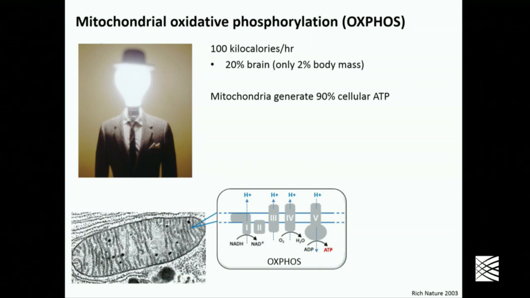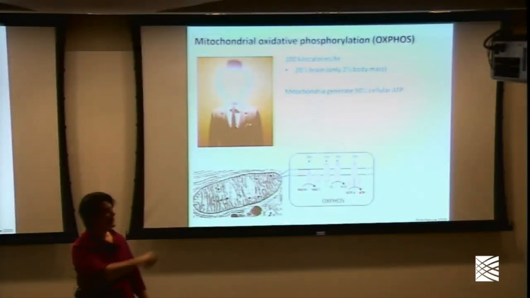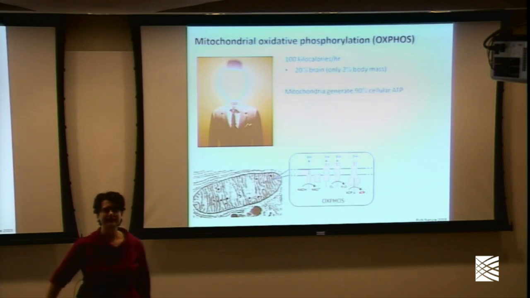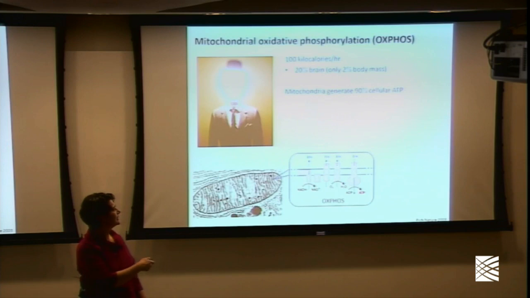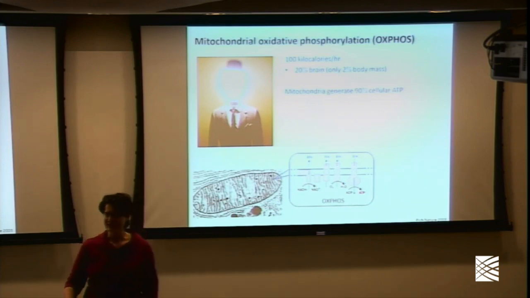If one of these complexes is jammed, the whole system breaks down. So you need these four complexes to work. They create this proton gradient, and then that is dissipated in this ATP synthase, which generates 90% of our cellular ATP. So are you now interested in mitochondrial genomics?